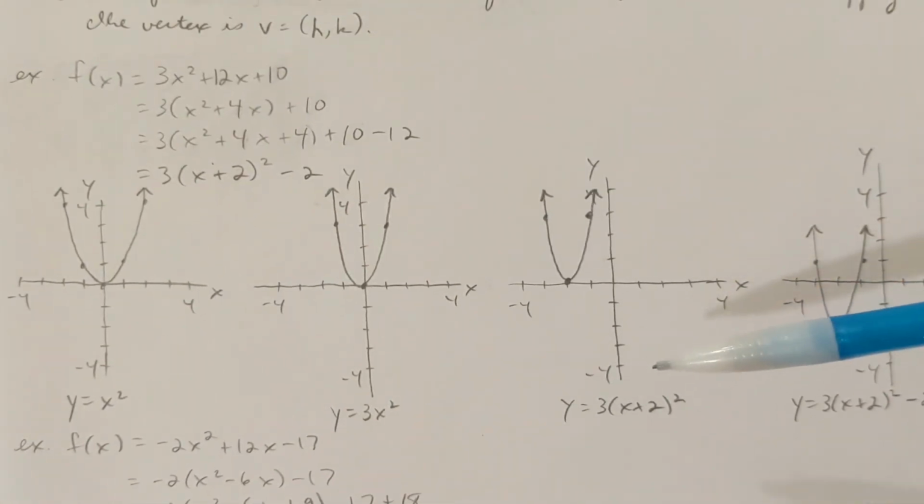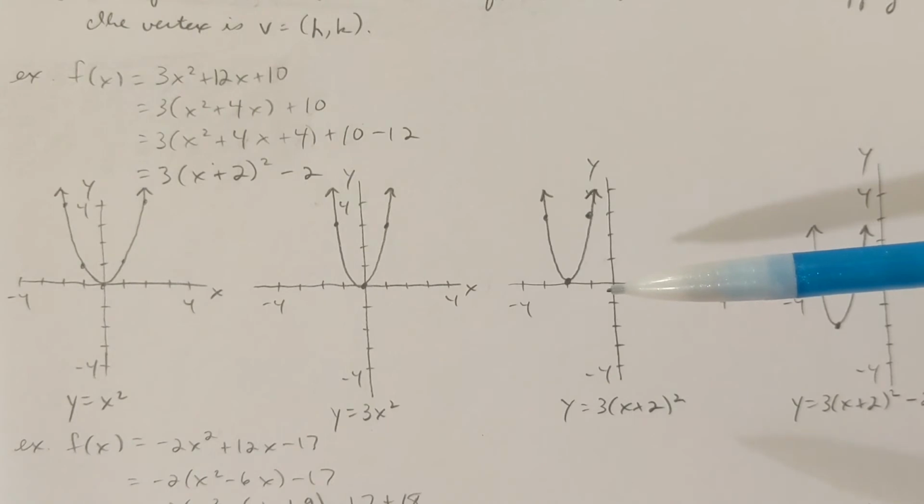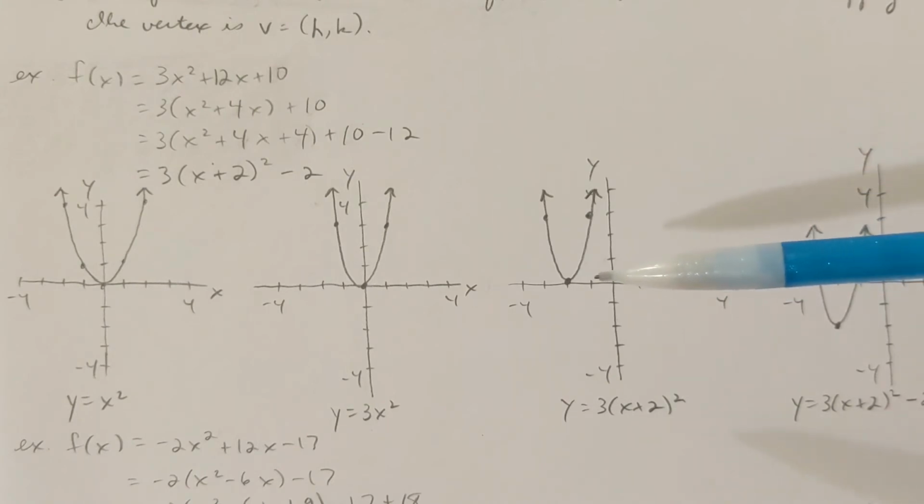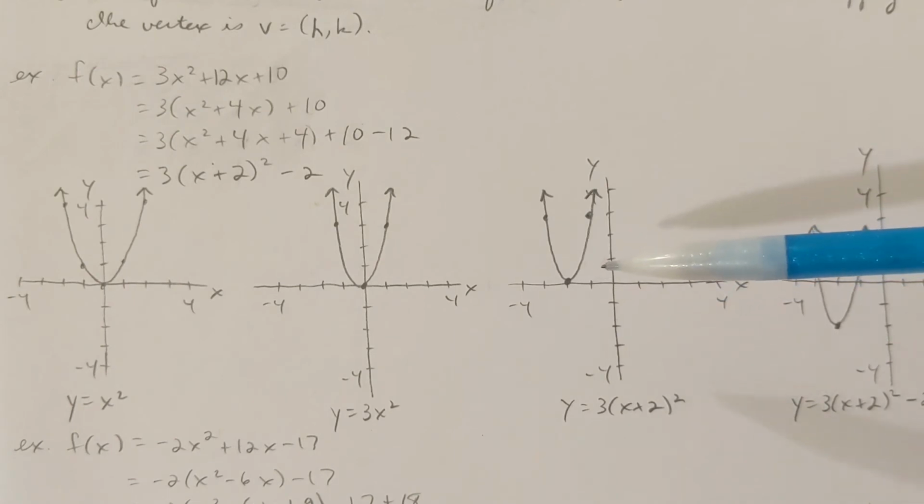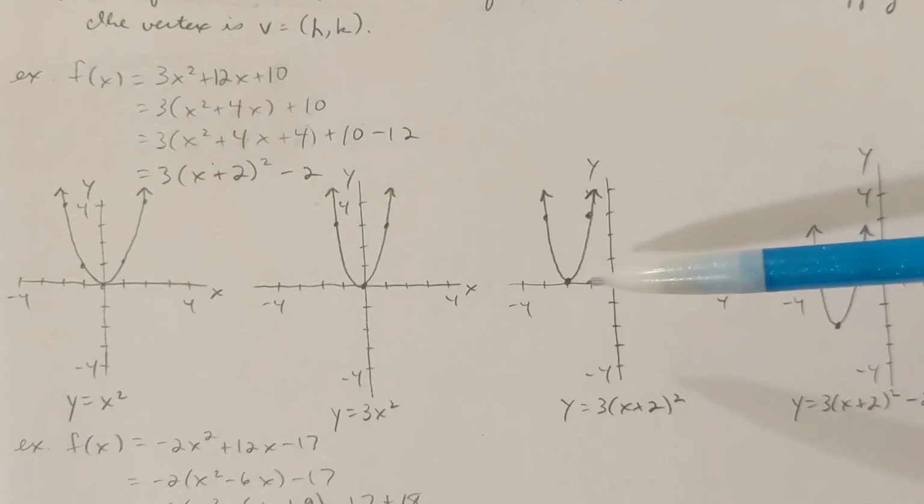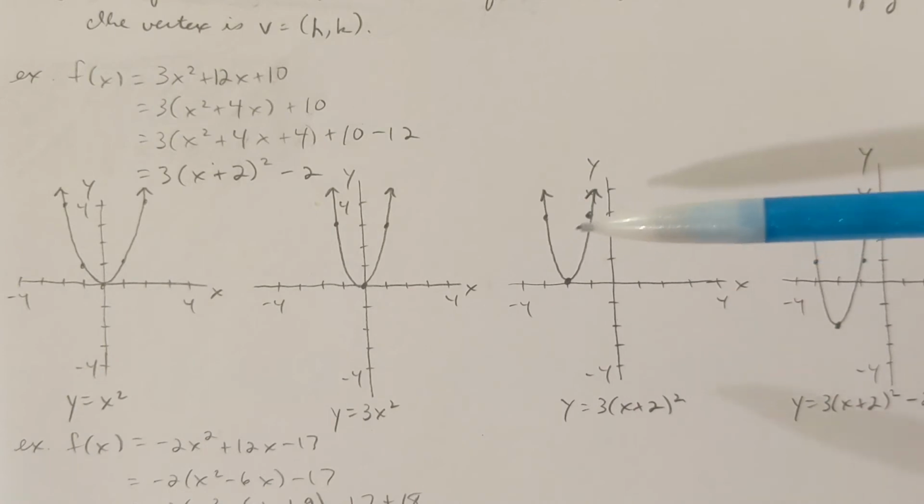Y equals 3 times (x plus 2) squared means that I'm going to shift to the left 2 units, with all these points that I've got there. So (0, 0) is going to be at (negative 2, 0). (1, 3) is going to be at (negative 1, 3). And (negative 1, 3) is going to be at (negative 3, 3). Okay?